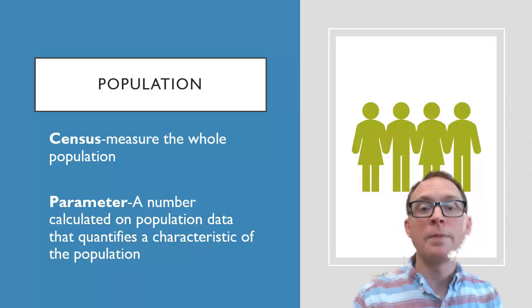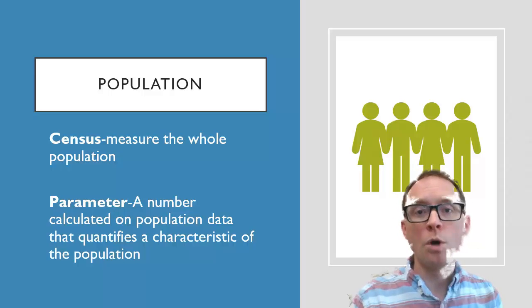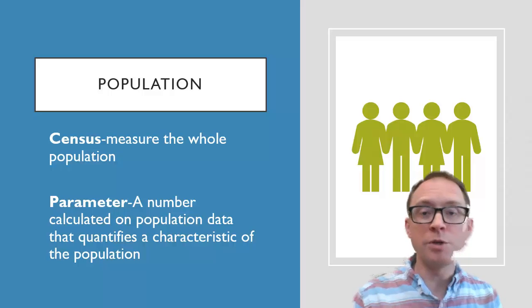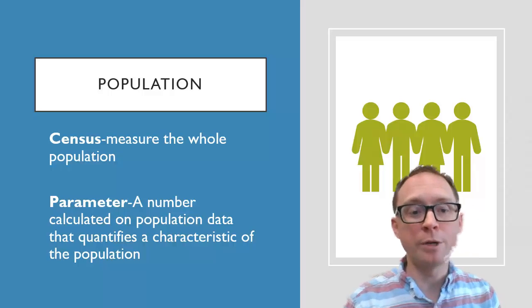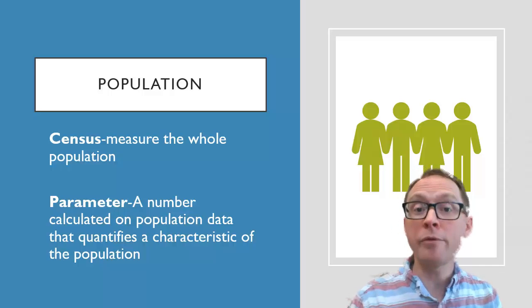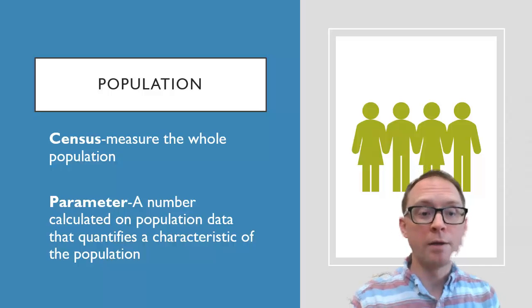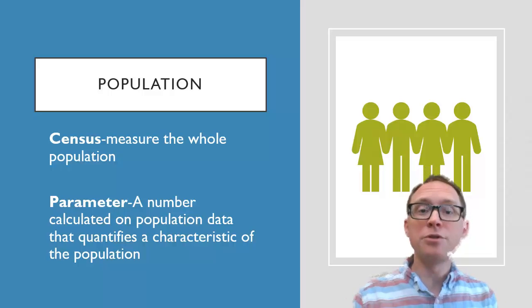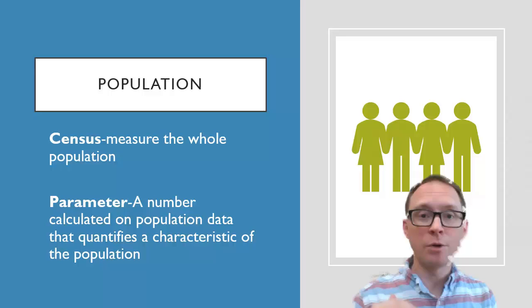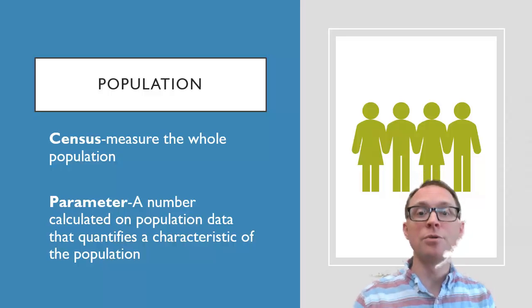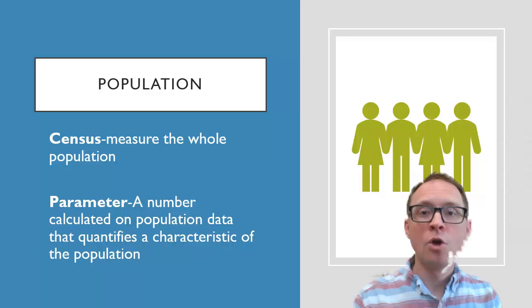The first is the word census. When you measure everybody in a population, you have performed a census. Now, in the United States, we do a census every 10 years. It is required by the US Constitution to measure everyone. That is why it's called a census. If you don't measure everyone, then you've not performed a census. In order for it to be a census, you have to do everybody.